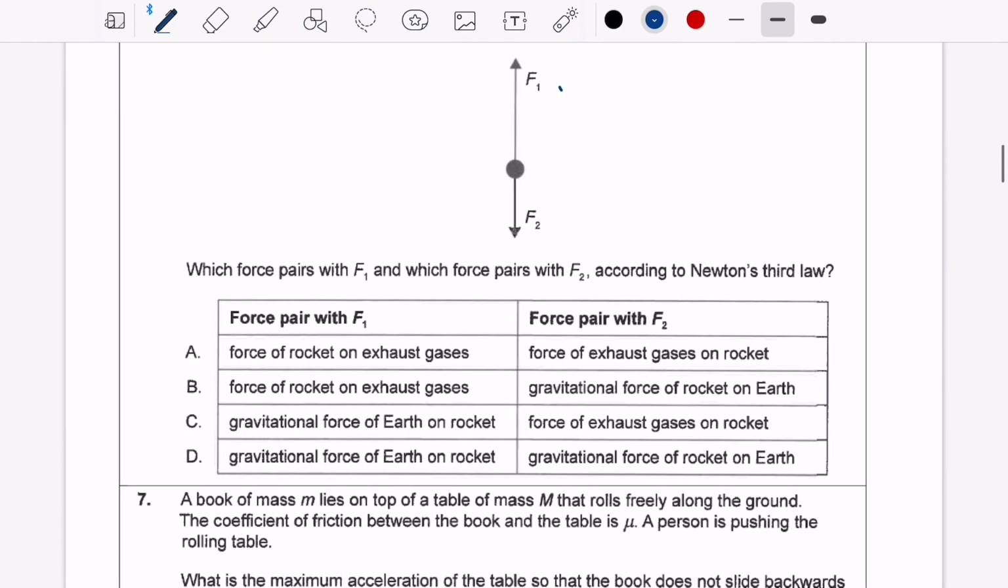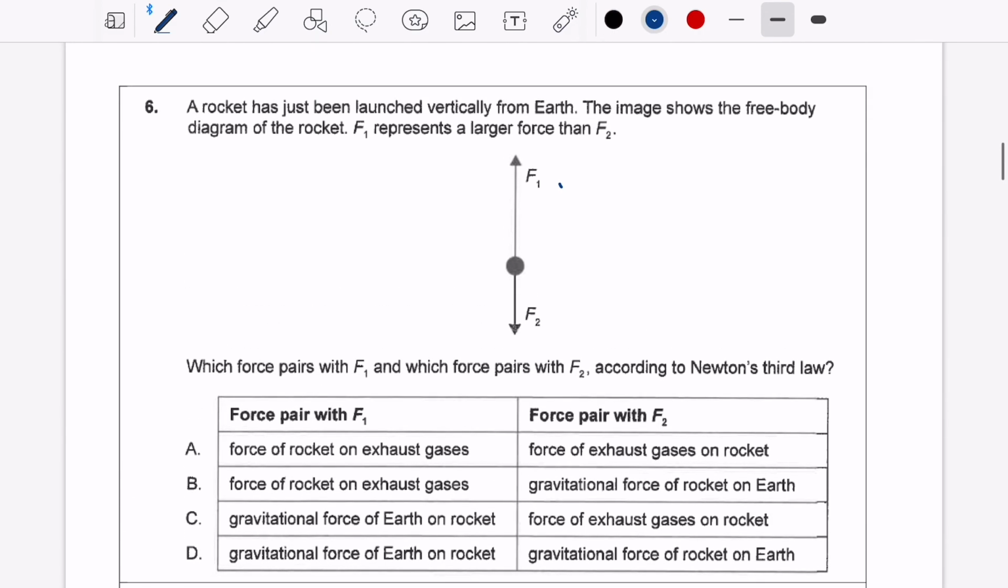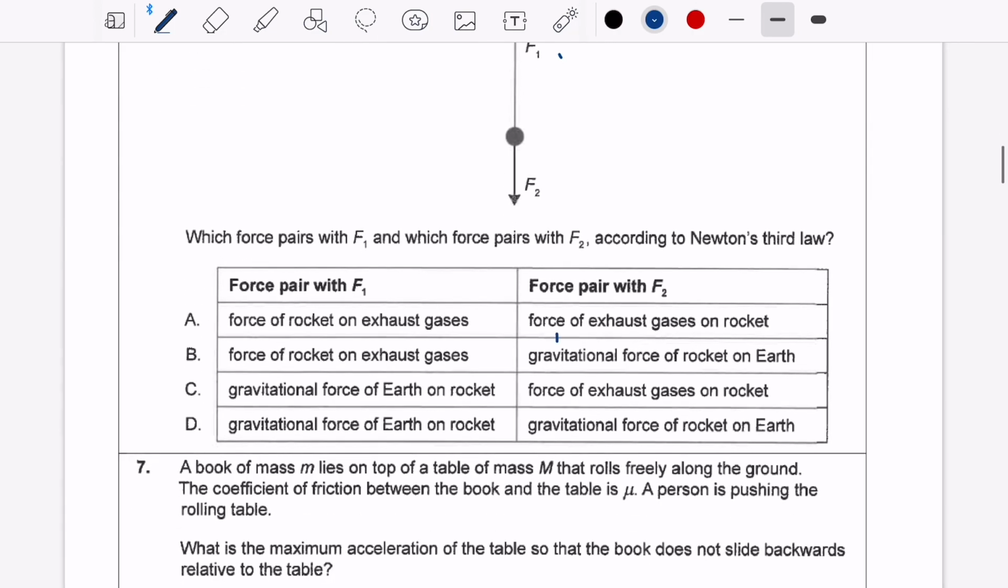This is about Newton's third law. Every action has a reaction force, right? This is about a rocket being fired into the higher atmosphere. Let's draw the earth here.